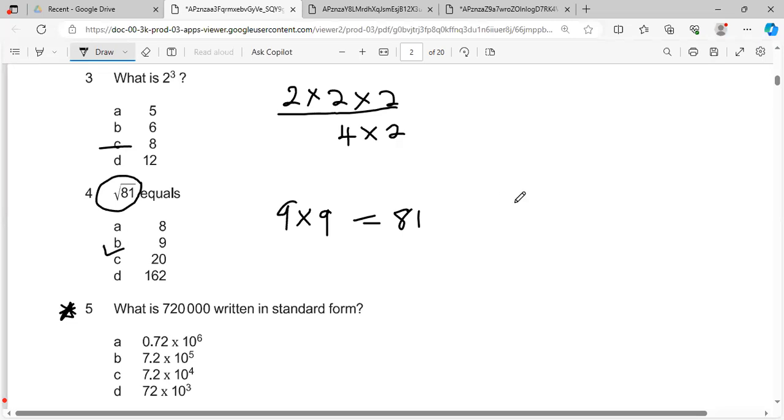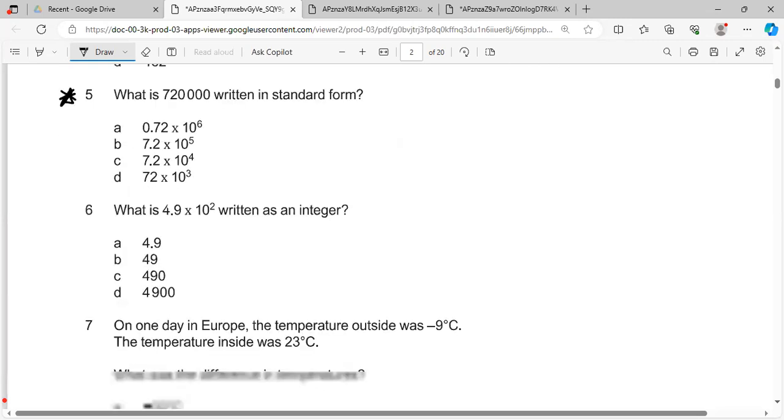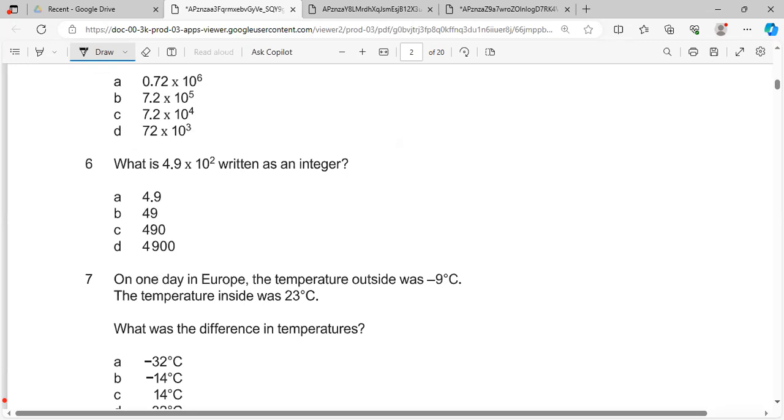I could just add in an extra question. What would be the square root of 64? 8. Very good. All right, because 8 times 8 gives us 64.